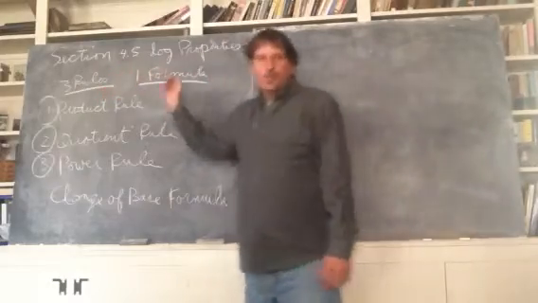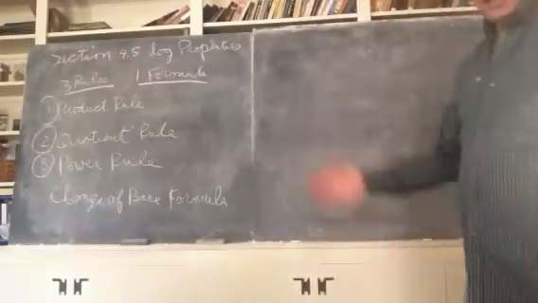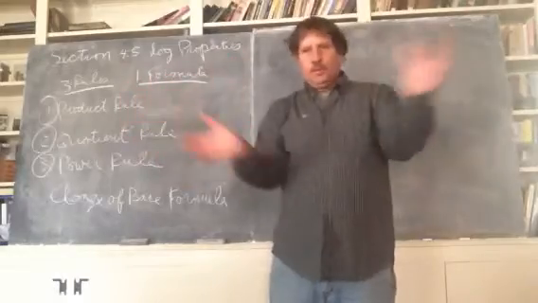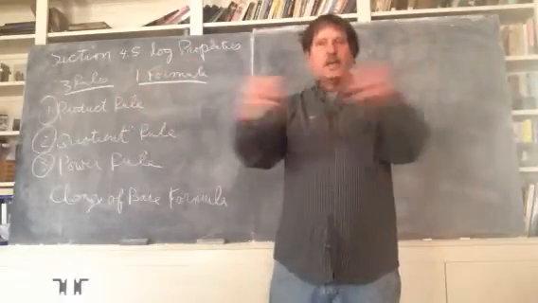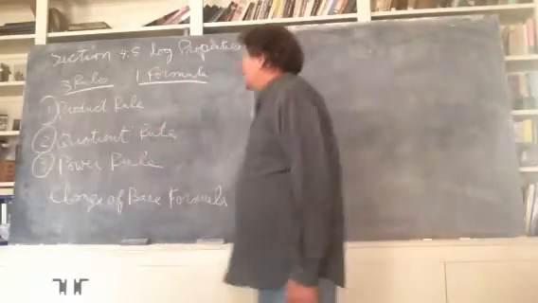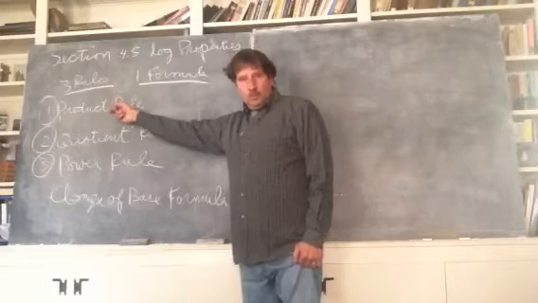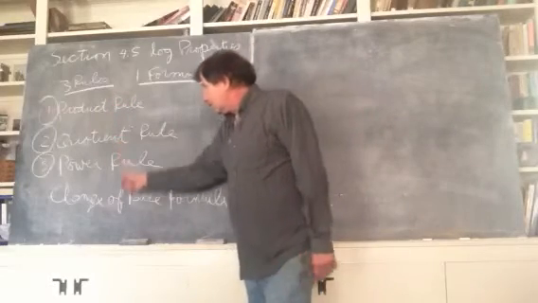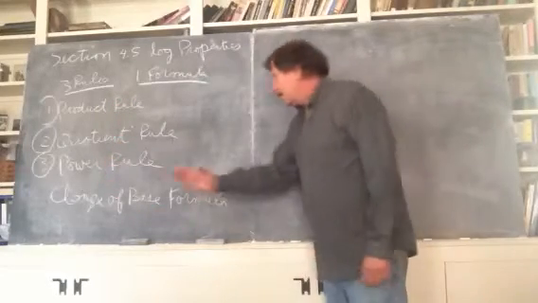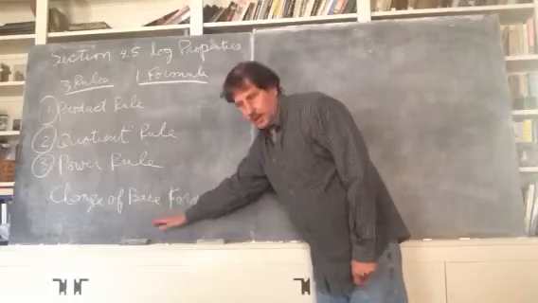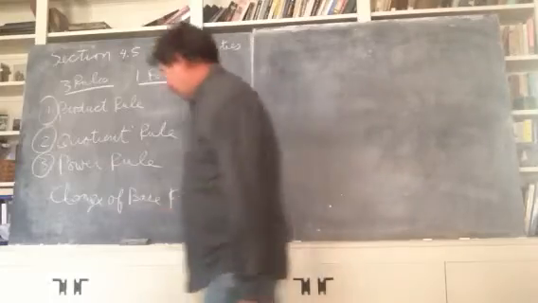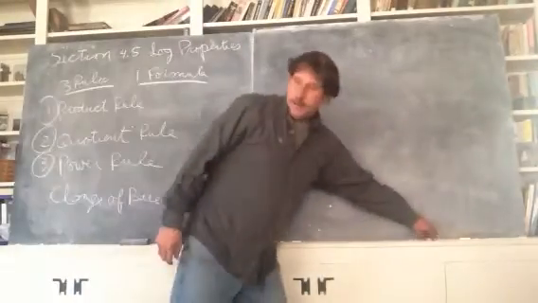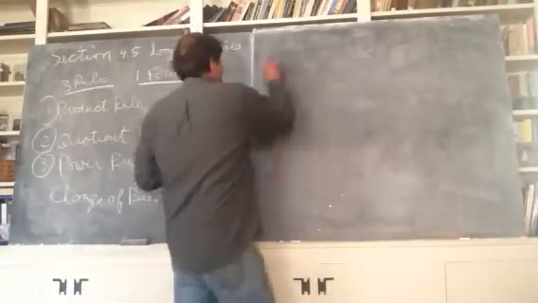There's 3 rules and 1 formula in this section, and all we do is take those rules and put them together, or take a logarithm apart. And the rules are the product rule, the quotient rule, the power rule, and then a change of base formula. That'll come at the end, of course. So let's start with the product rule.